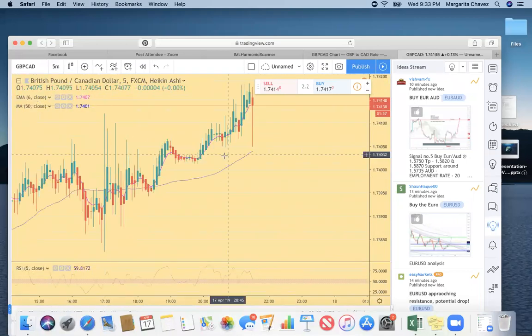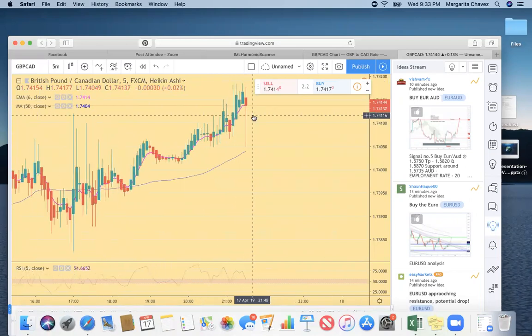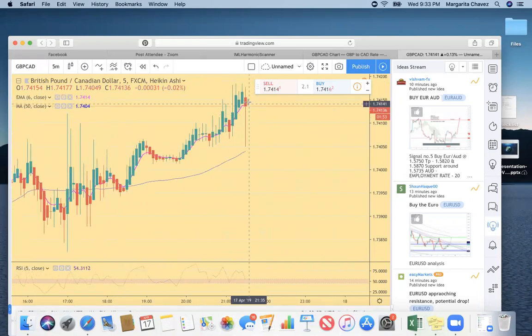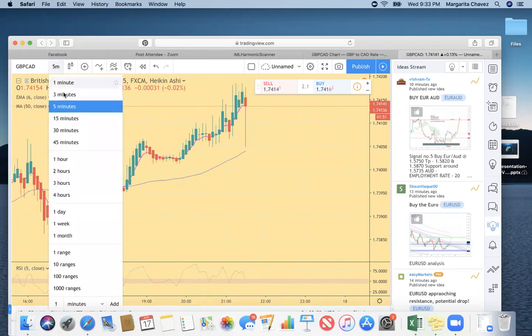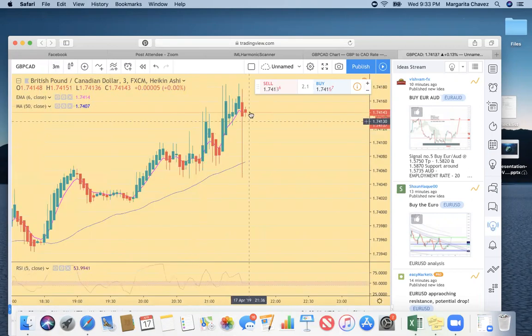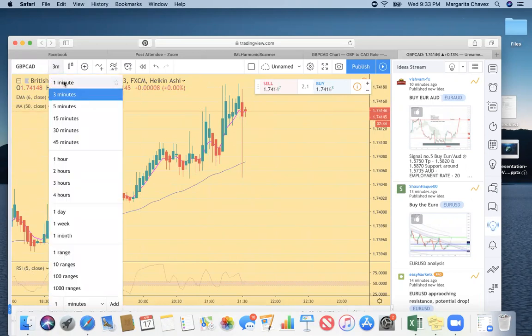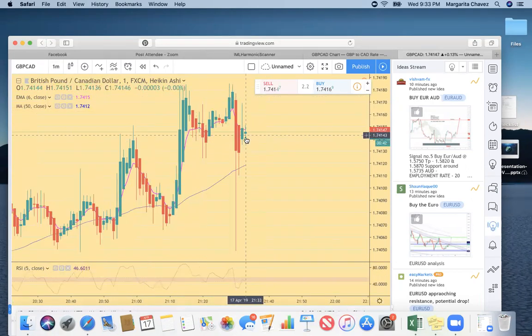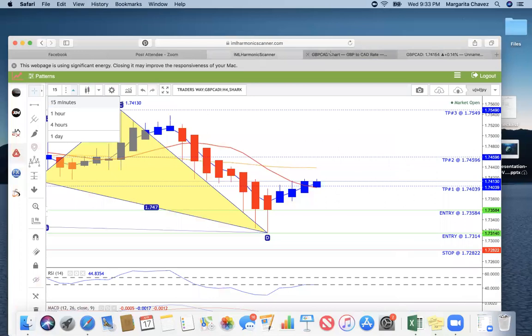Then I go to 5 minute, and it's indecisive. It's very iffy. Looking at the 3 minute, very indecisive. That's a doji, so we don't know. It looks like it's going to go down. And then the 1 minute, and then you see the green. So it does look like it's going to go up.